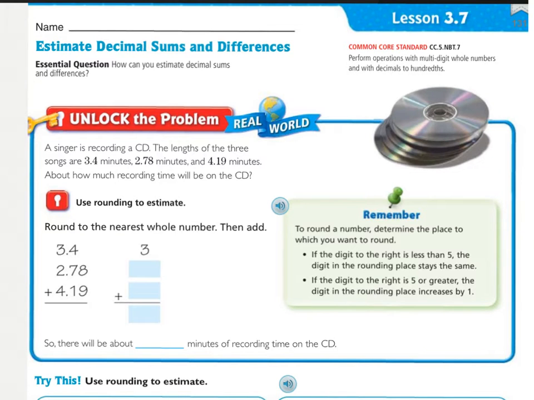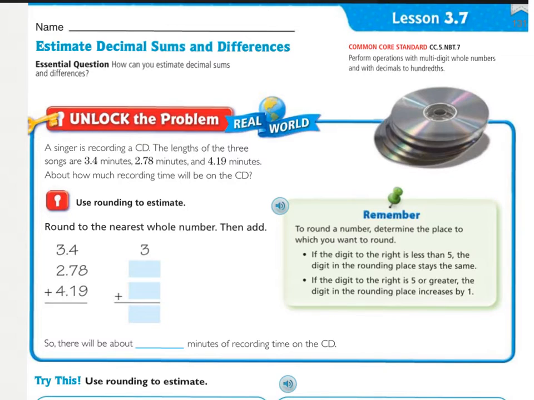Unlock the problem. A singer is recording a CD. The lengths of the 3 songs are 3 4/10 minutes, 2 7/8 minutes, and 4 1/9 minutes. About how much recording time will there be on the CD?